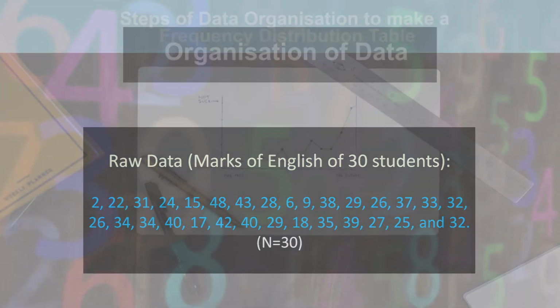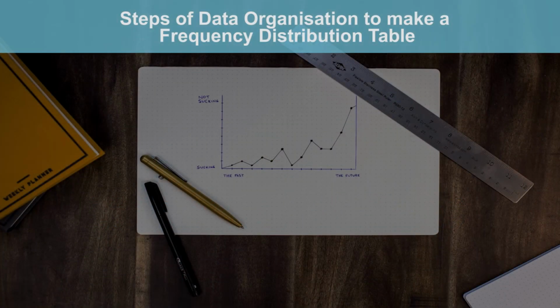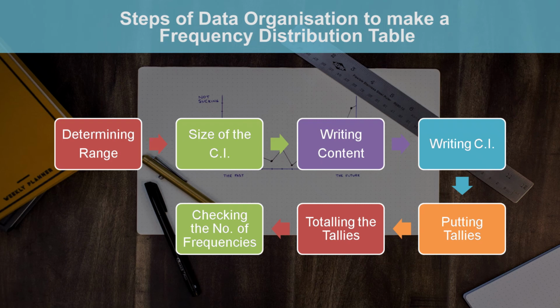Let us go forward. Here you see some of the steps that we can follow for organizing data to make a frequency distribution table. So you see here 7 steps are given. First is determining the range of the distribution. Then the size of the class interval. So Ci is here class interval. What is the size of the class interval? Then writing the content of the data. Then writing the class interval. Then further putting the tallies.